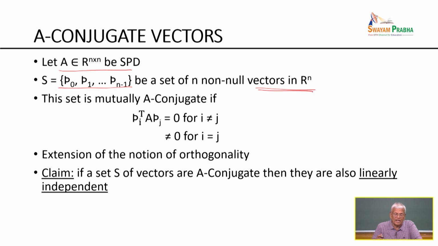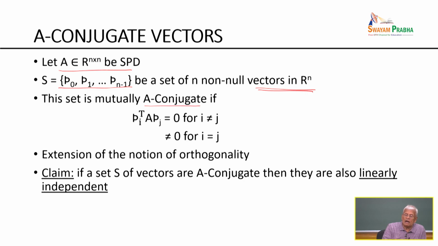Now, I am going to define under what condition these vectors are said to be A conjugate. We have already known that a set of vectors is said to be mutually orthogonal if the inner product of any two distinct vectors is 0, and the inner product of a vector with itself is equal to 1. So, that is what is called mutually orthogonal and normal, that is called orthonormal vectors.